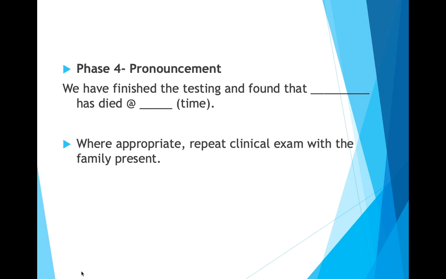And then once you do have the confirmatory test, the physician will read the confirmatory test. They will document the time of death. And the physician would tell the family that we finished the testing and found that your loved one has died, and they can give them a time if the family asks for the time.